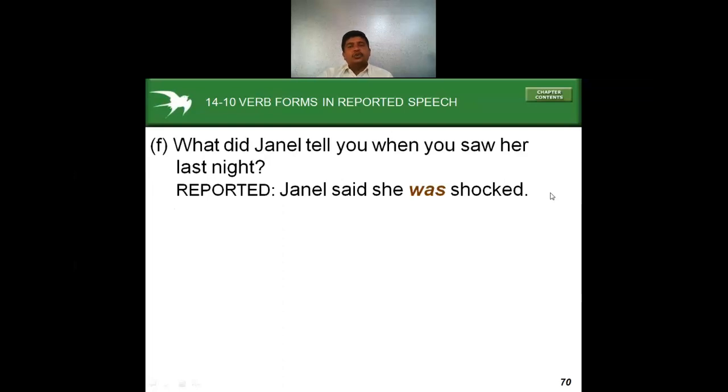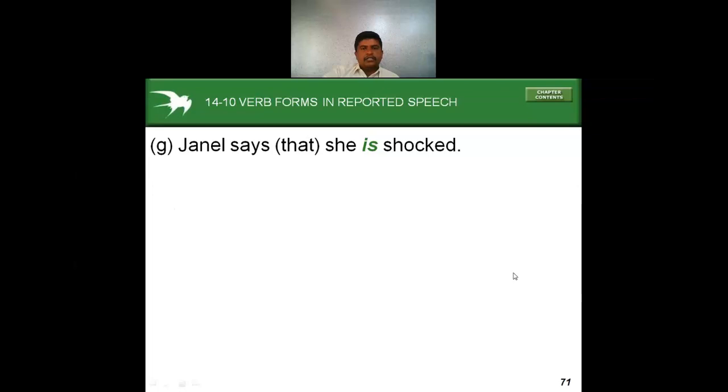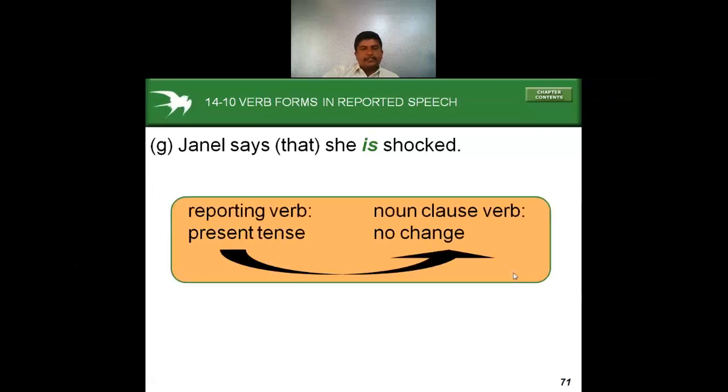What did Janelle tell you when you saw her last night? When you are changing into indirect speech, Janelle said she was shot. Later reporting: reporting verb in past, noun clause verb in past. What is the same and what is the difference here? When the reporting verb is in present tense, noun clause verbs will never be changed.